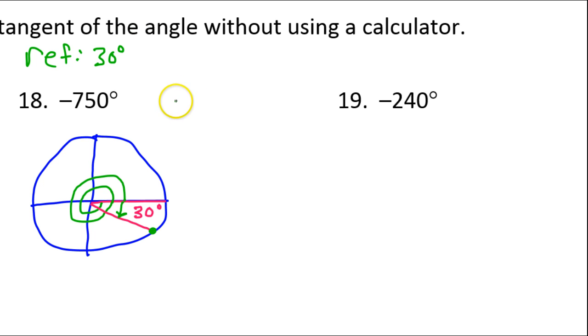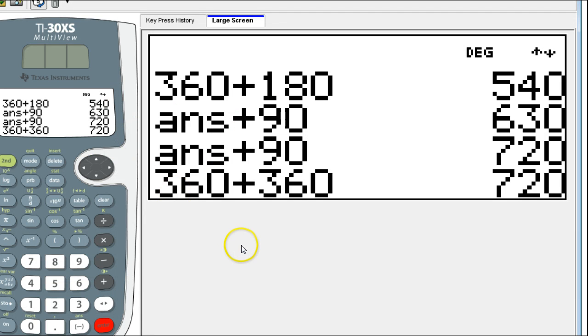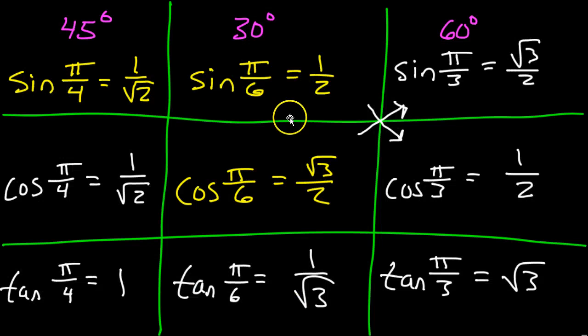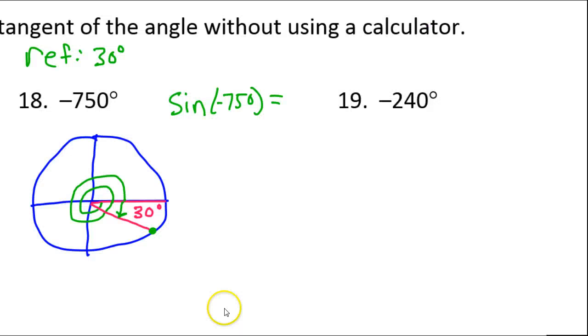Okay, so here we go. I'm going to do the sine of negative 750. Using the reference angle of 30 degrees, I'm thinking sine of 30 degrees is 1/2. So this is going to be 1/2, except for maybe it needs a negative sign on it. In this quadrant, the y values are negative, so yes, it will need a negative sign on it. How about the cosine of negative 750?